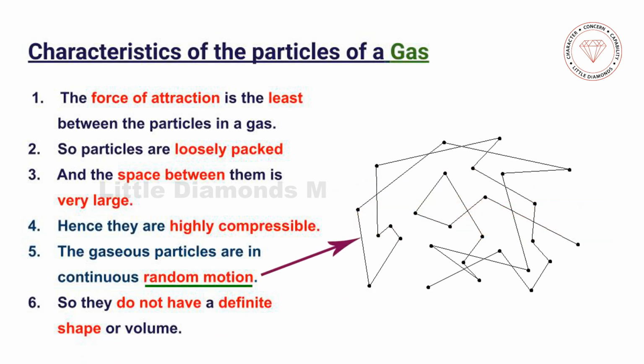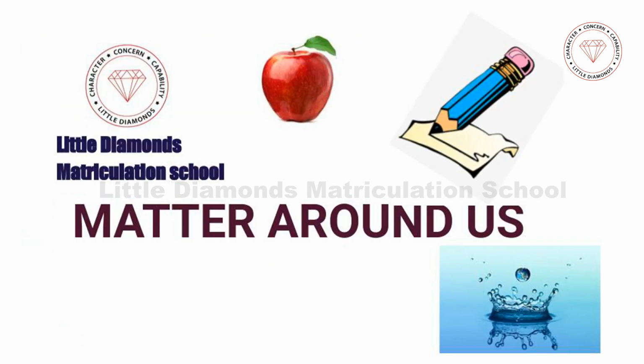Random motion means not moving in a particular path, changing the direction in an irregular manner. This you can see in the picture. Repeated viewing of the video will enable clear understanding of the concept and thorough learning of the scientific definitions.